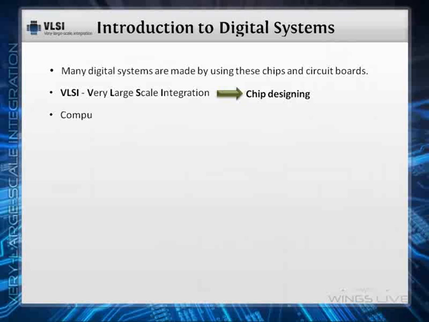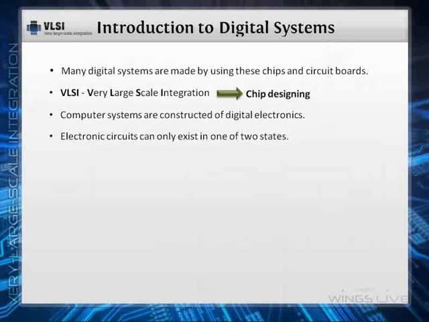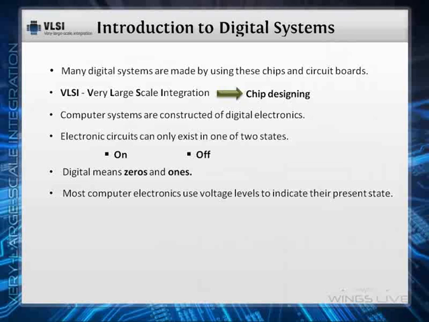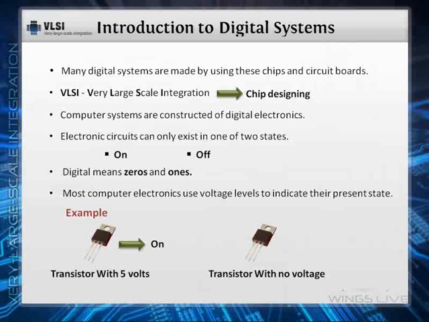Now, we have come to know that computer systems are constructed of digital electronics. That means that their electronic circuits can only exist in one of two states. They're either on or they're off. As we discussed earlier, digital means zeros and ones. So let's discuss how we are deciding that digital means zeros and ones. Most computer electronics use voltage levels to indicate their present state. For example, a transistor with 5 volts would be considered on, while a transistor with no voltage would be considered off.